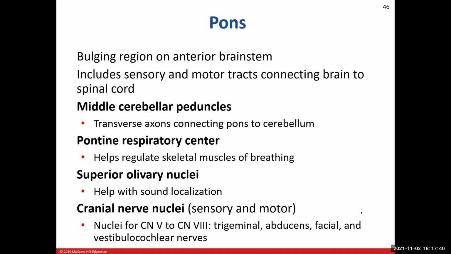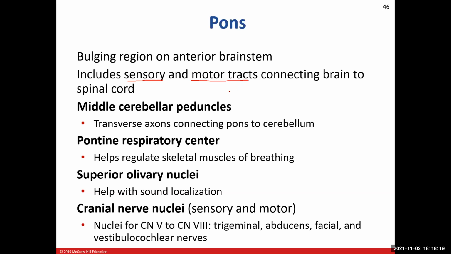All right, the second area or region of our brainstem is called the pons. Pons means bridge. It's found in between the midbrain and the medulla oblongata. It sits directly in front of the cerebellum, and so it looks like a bulging bump on the front of your brainstem. We'll see some structures there, but also both ascending and descending tracts, or sensory motor tracts, that are going to be traveling up from the spinal cord towards the brain.